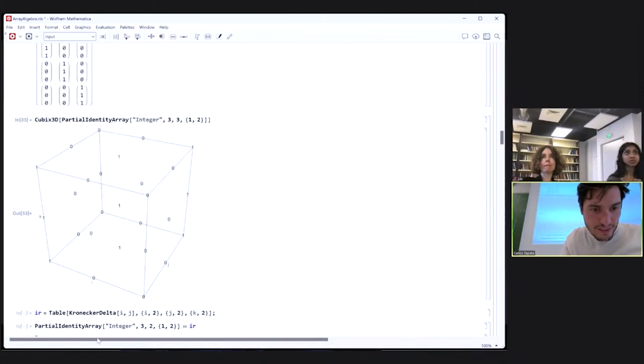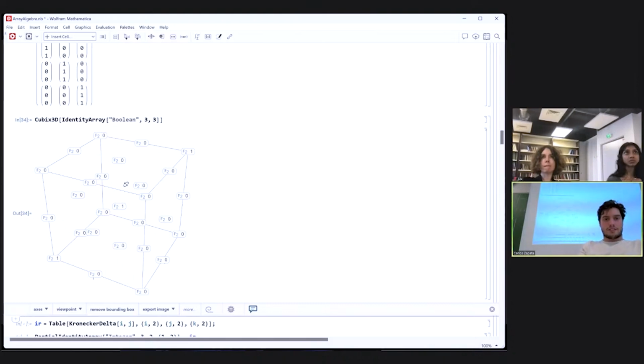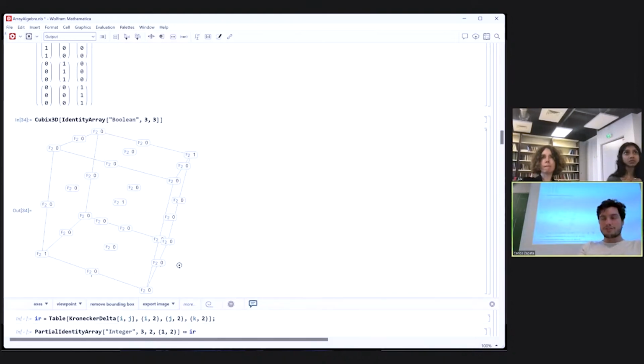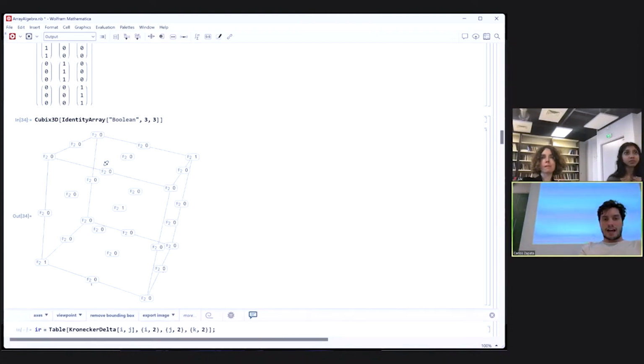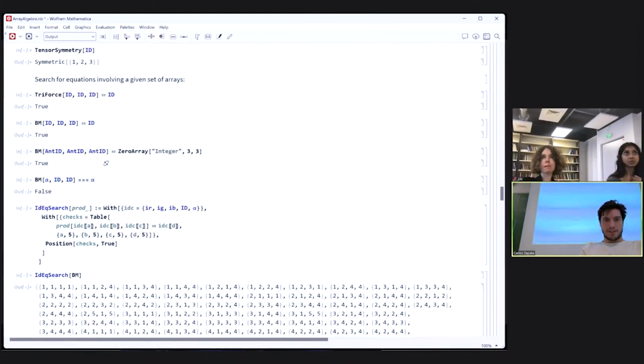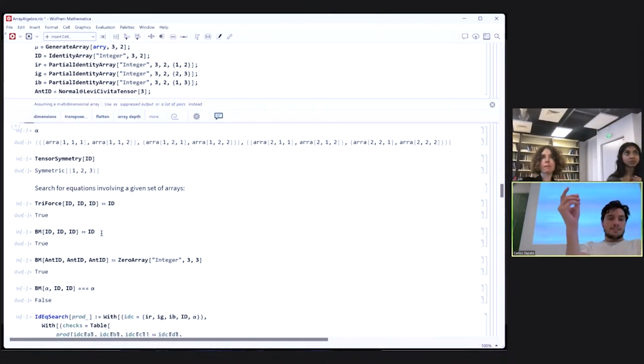So if I change this for identity array, and you just specify that you want it to be Boolean, 3 by 3 by 3, that's the identity array. You can see that there are all zeros except for a one in a corner, one in the middle, and one in another corner. That's what we're calling ID. It's here. So if I run this, ID is the ternary analog of the identity matrix.